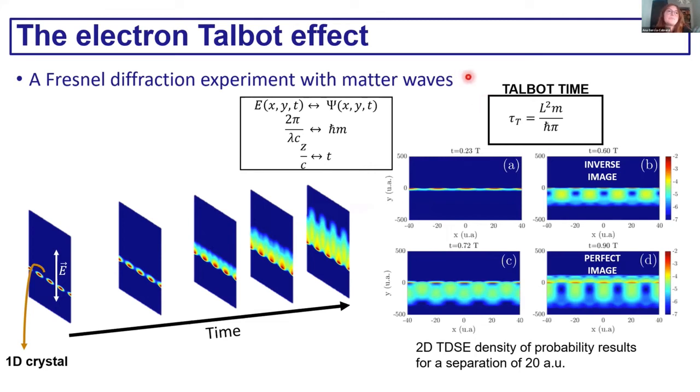density of probability. To observe the Talbot effect in the ionized wave packets, we consider a linear crystal with a periodic wave function in one direction and a laser pulse with transverse polarization. The laser pulse liberates the electrons so they can evolve in the absence of the atomic potential. If we look at different instants of time, we find that the transverse distribution evolves forming inverse and perfect images. These plots correspond to a simulation for atoms separated by 20 atomic units.